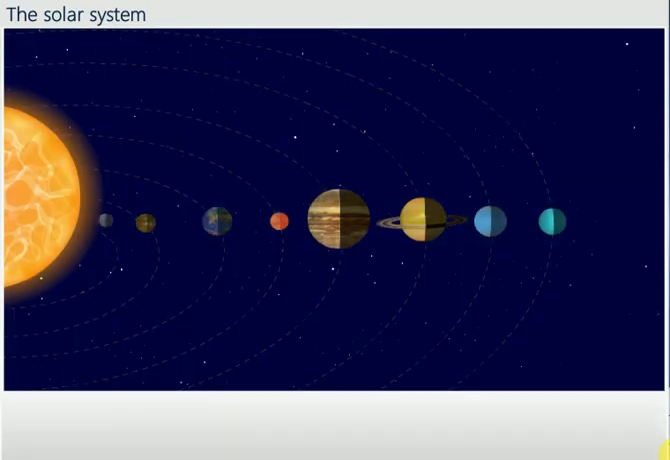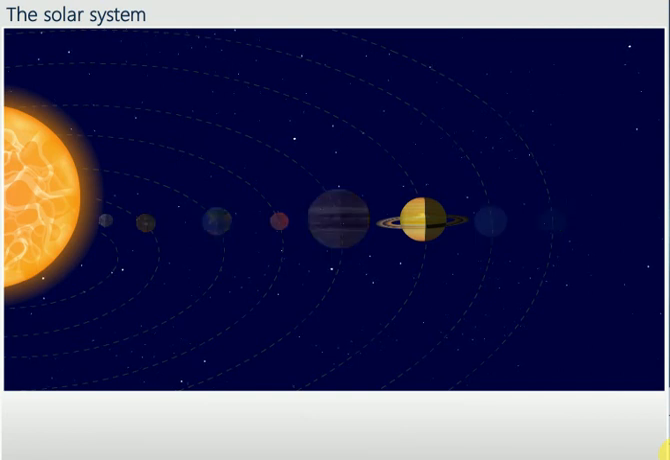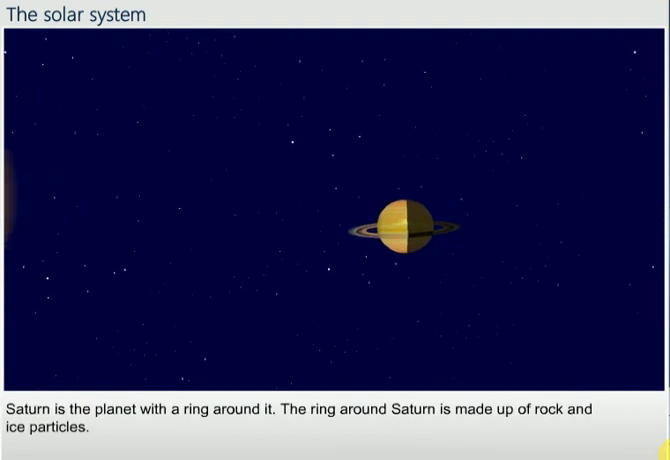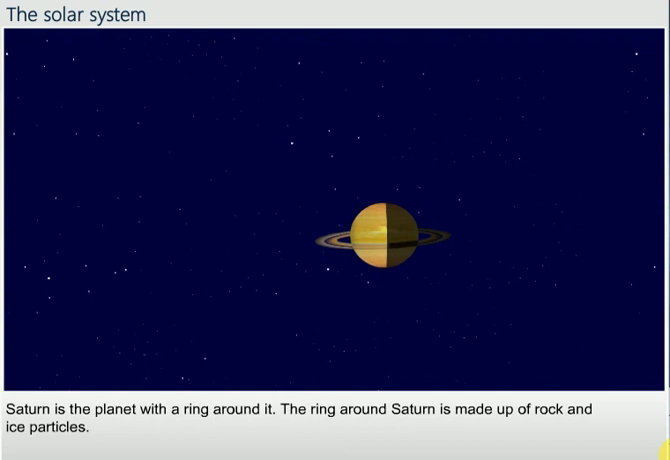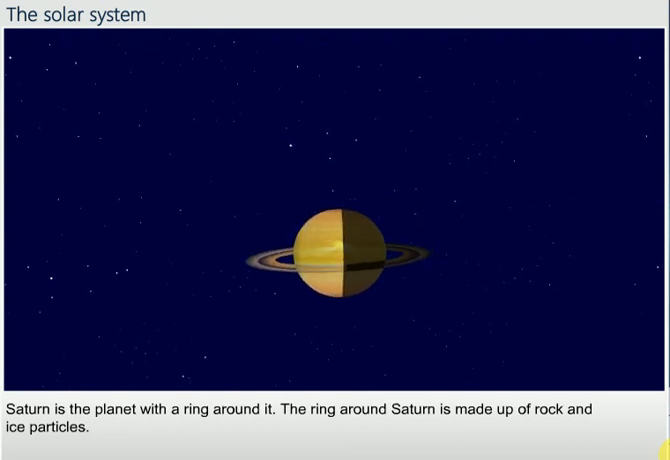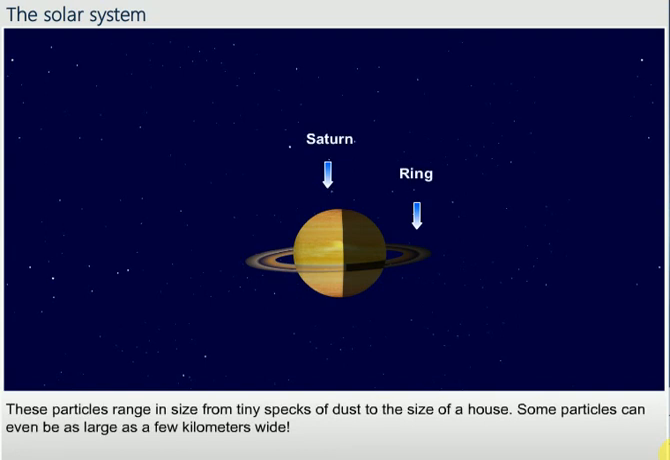It is now time to head to Uranus. Uranus has 11 rings. They are dark in color and very hard to see. Uranus consists mostly of rock and ice.